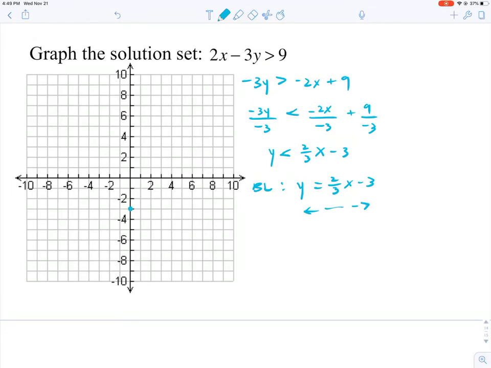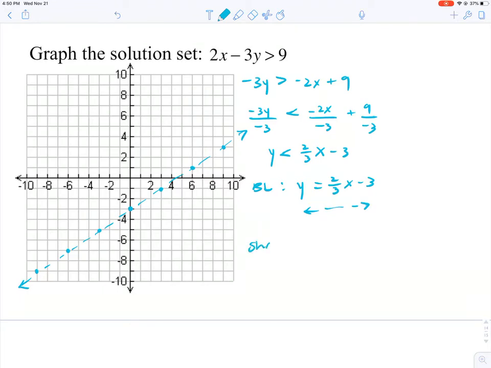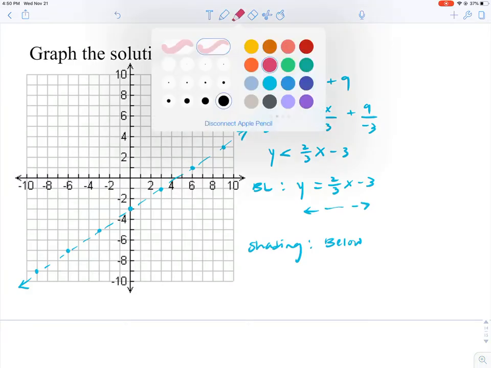So the y-intercept of (0, -3), go up 2, right 3 for the slope. Down 2, left 3, down 2, left 3 to extend to the left. And then do my best to draw a straight dashed boundary line. Okay, shading will be below, since it's y is less than.